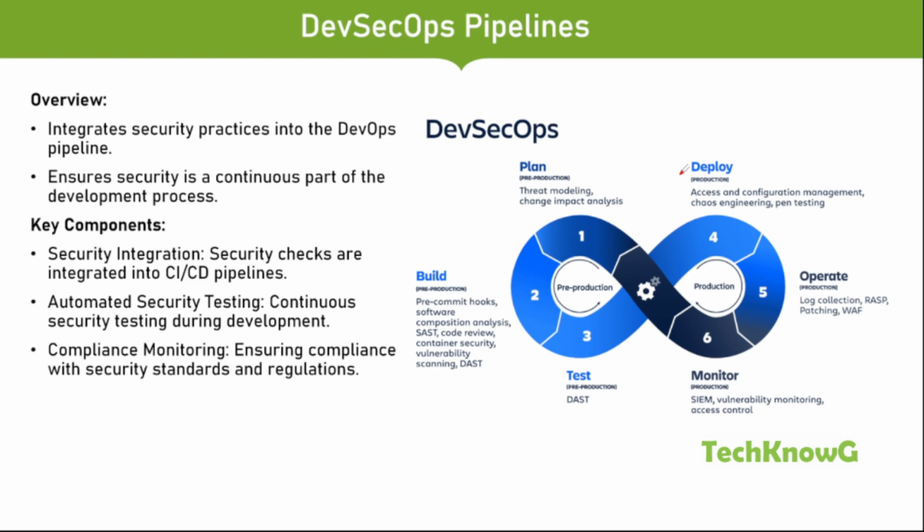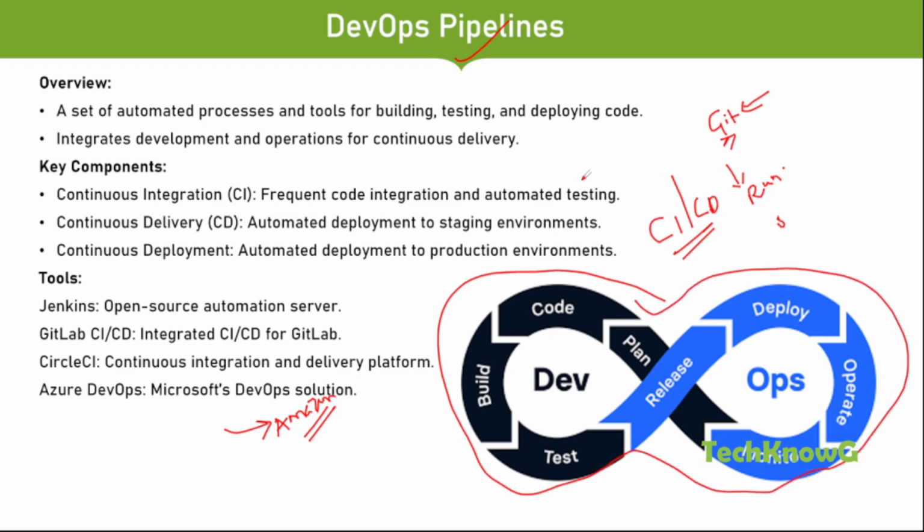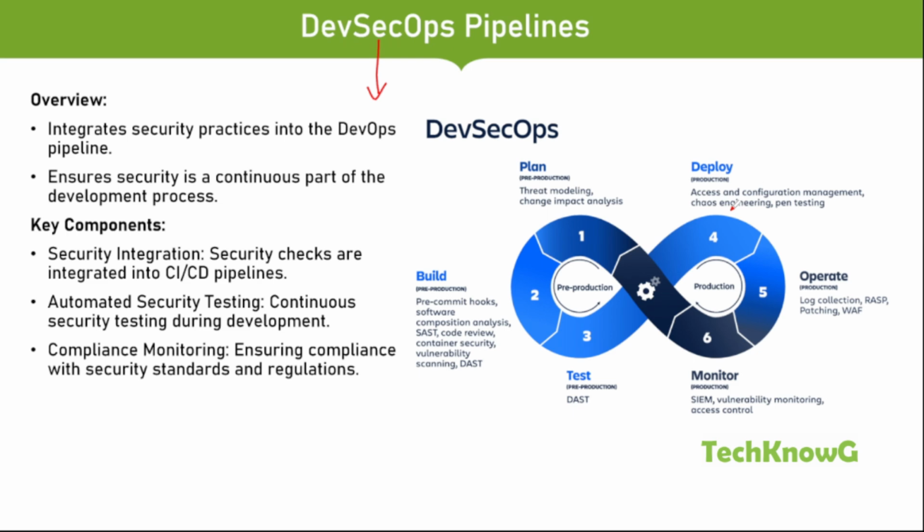Then coming to the DevSecOps pipeline. DevSecOps is nothing but it's also DevOps, but here we are adding security, another layer, to our pipeline. Let's say this is our DevOps, so we are adding a layer of security for our DevOps. That is nothing but DevSecOps. We are adding security at each stage wherever it is possible. That is called DevSecOps.